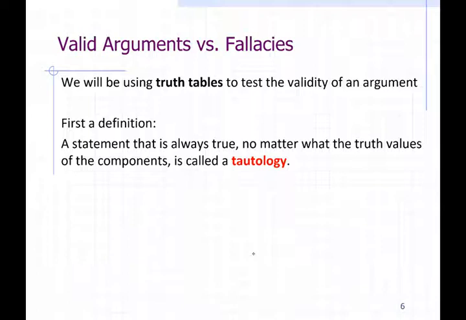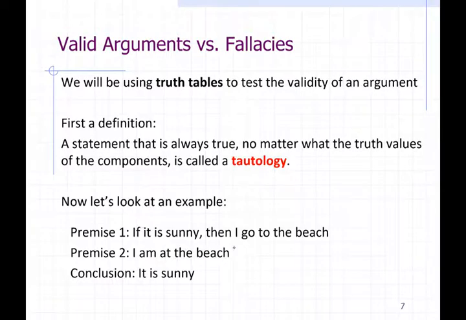All right, so now let's look at an example of an argument. We have two premises and a conclusion. Premise number one is a conditional statement: if it is sunny, then I go to the beach. Premise number two: I'm at the beach today. The conclusion is: it is sunny. Based on these two premises, assuming these two premises happen, does it necessarily follow that the conclusion happens?